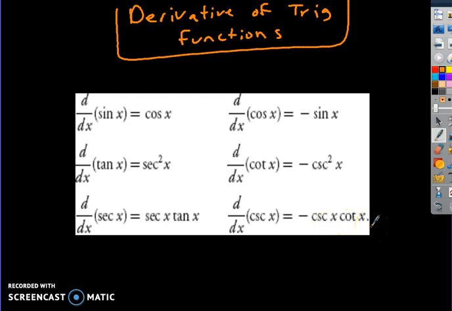So these have to be memorized. So you do want to write these down someplace. It's in your textbook as well. But you definitely want to actually get these written down, because you do have to memorize these derivatives. And now let's actually put them to use.